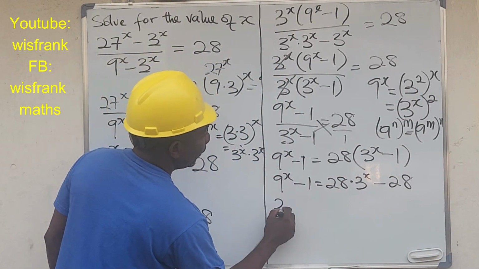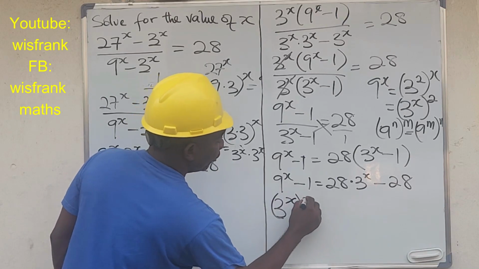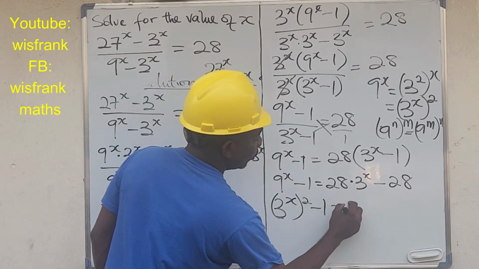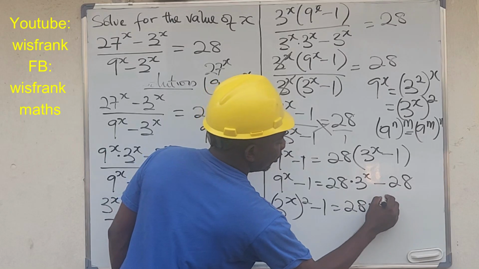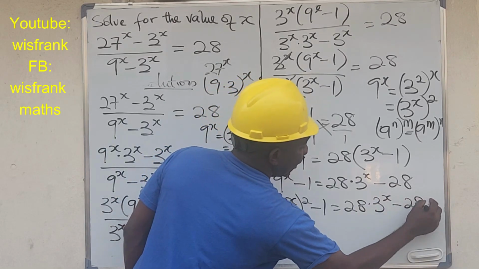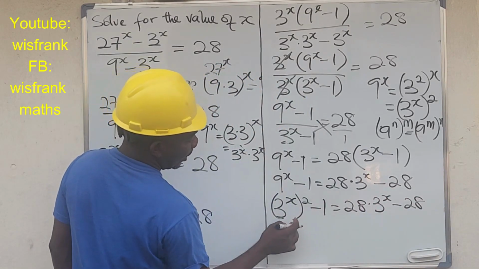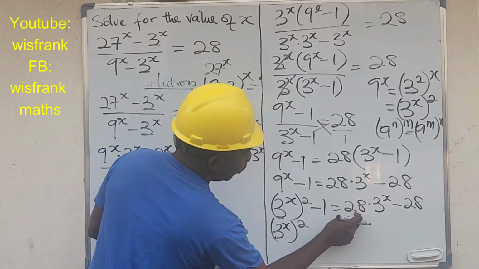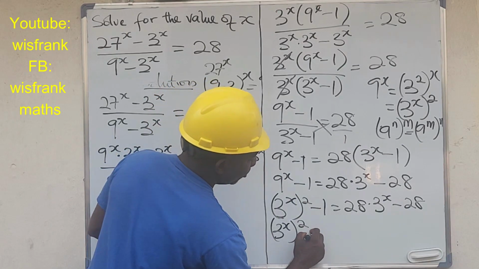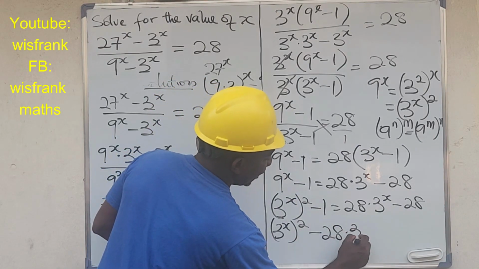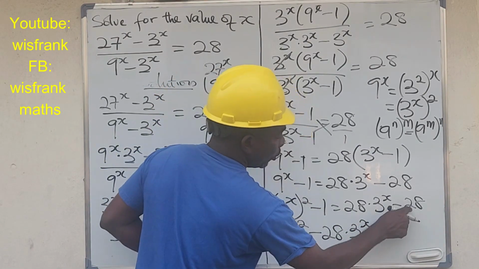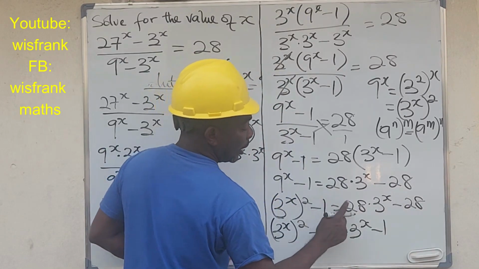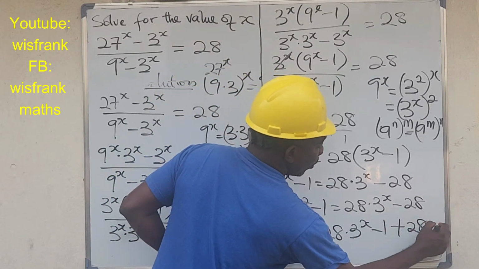So we have 3 raised to the power of x all to the power of 2 minus 1 equals 28 times 3 raised to the power of x minus 28. So here we can collect like terms. So we have 3 raised to the power of x all to the power of 2. Then we transpose this to the other side. It becomes minus 28 times 3 raised to the power of x minus 1. So transpose minus 28 to the other side. It becomes plus 28 equals 0.